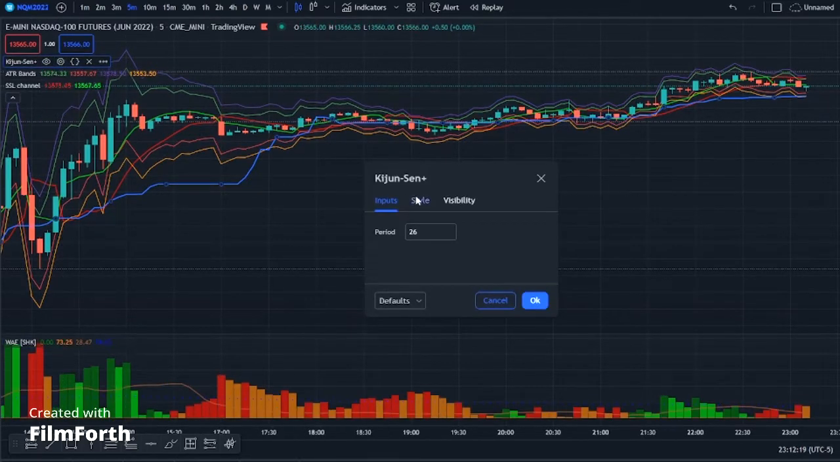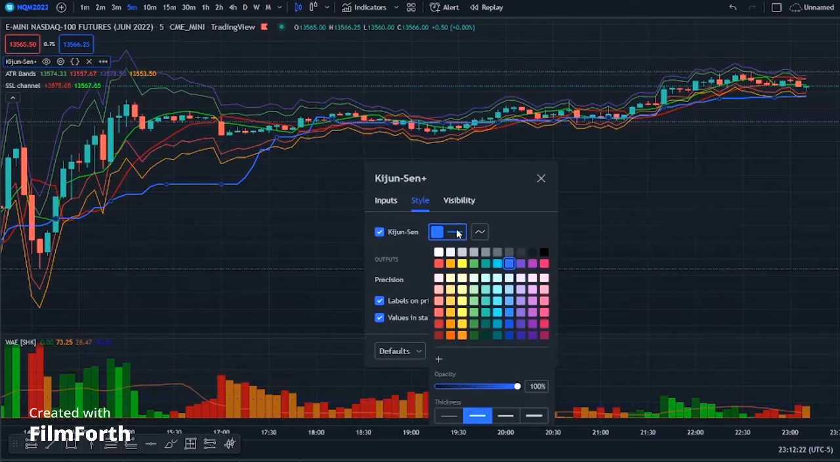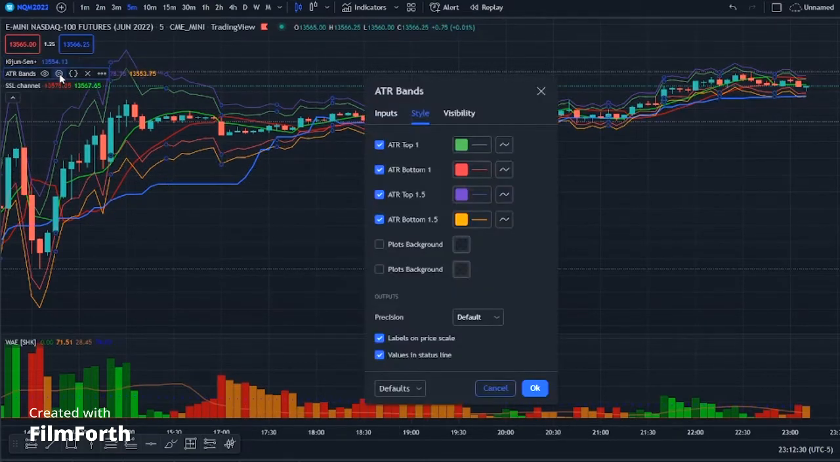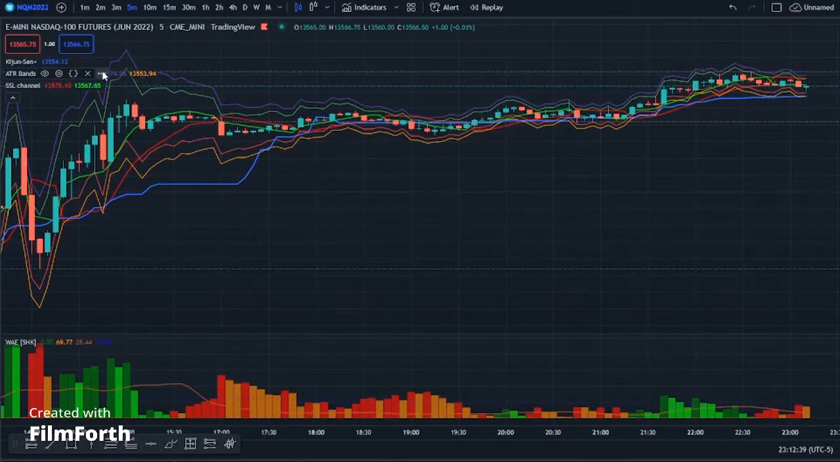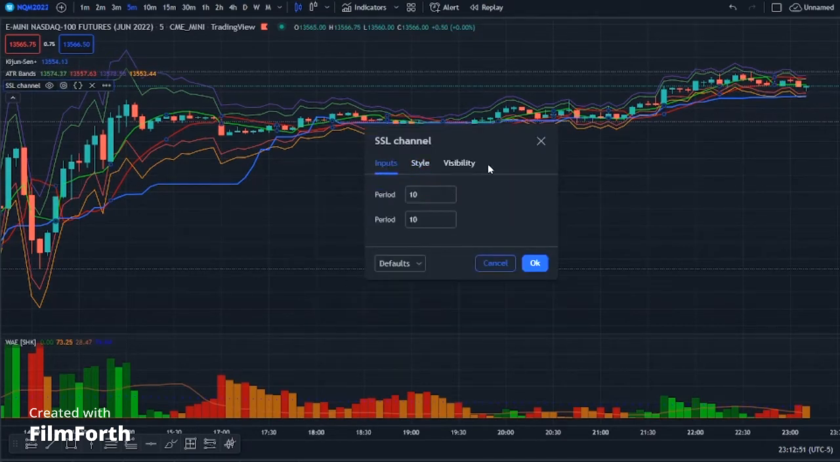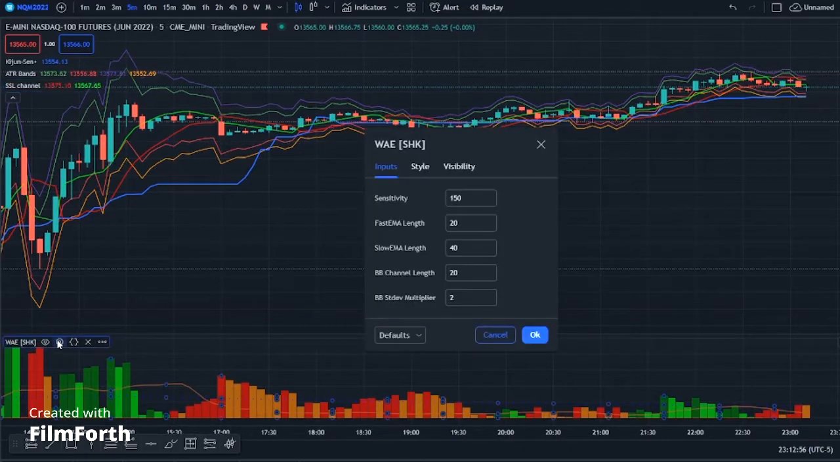The settings for the Kijun-sen are default settings. I did change this blue to blue and I made the line a little thicker so you could see it better. ATR bands are default settings. They have a 1 ATR and a 1.5 ATR. I did change the colors so that when I'm looking up here at the ATR values I can tell which ones they are easier. SSL channel default settings, period 10, and then the Waddah Attar Explosion, the settings are at default.